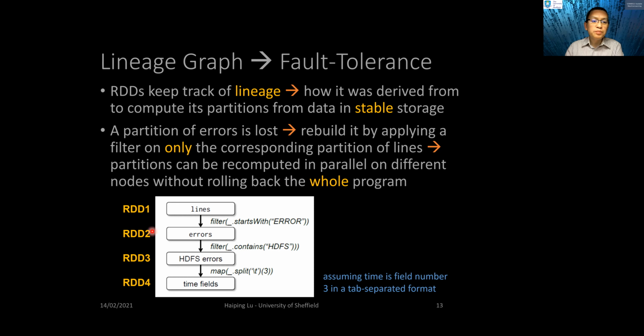So here is the previous example again. They are starting with an RDD, from the lines to the errors RDD, and then to HDFS errors, and then to the time field. Here the program assumes the time is field number 3, in the tab separated format.